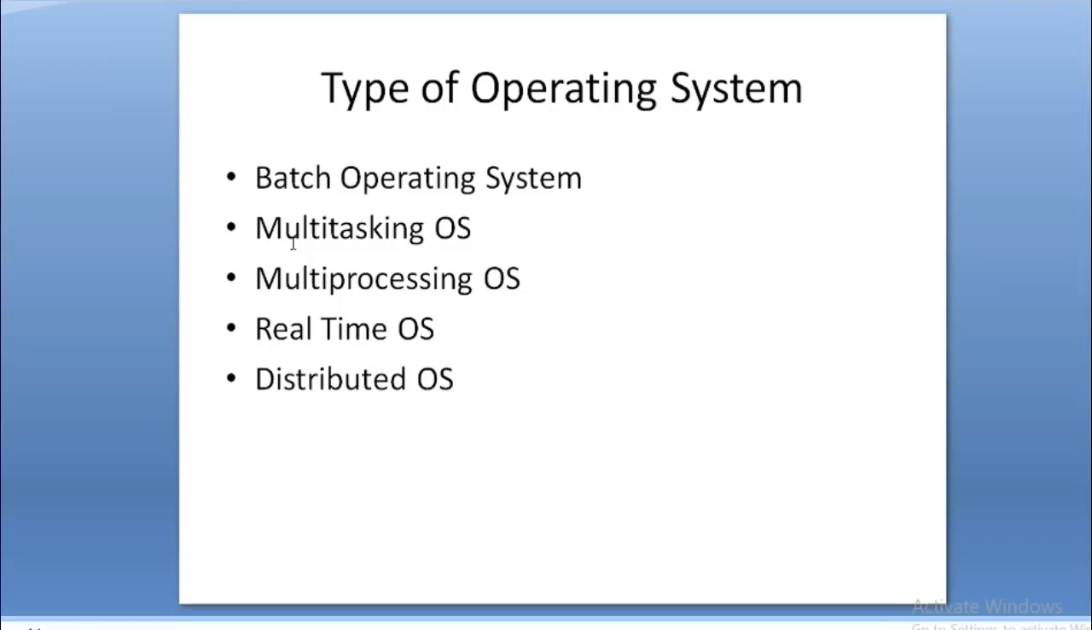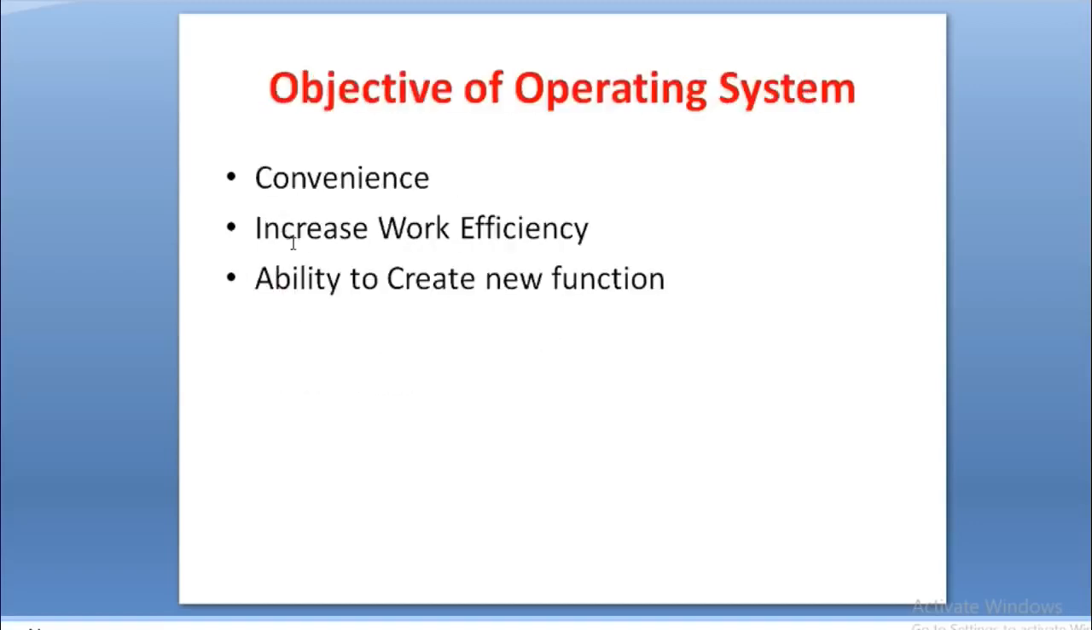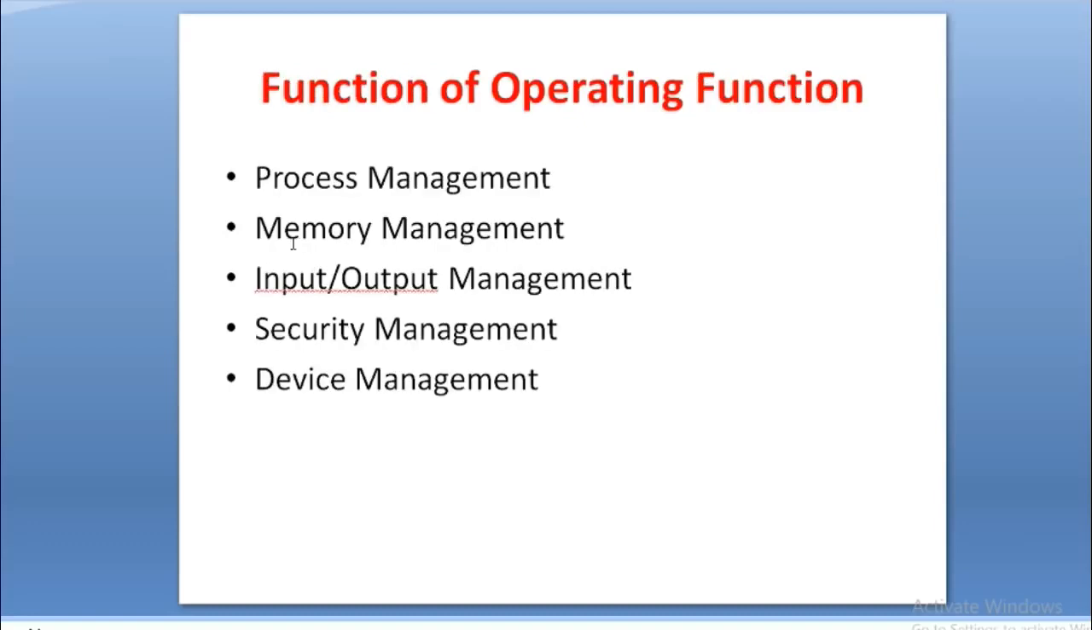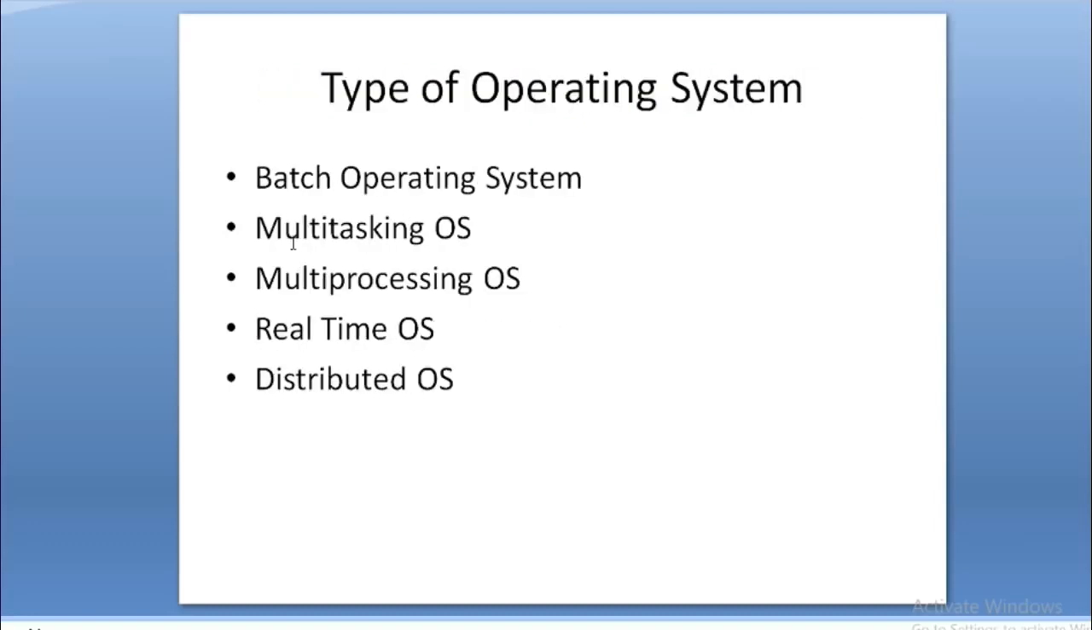So friends, I already explained there are 4 topics here. First one is the definition of operating system. Second one is the objective of operating system. Third one is the function of operating system, and the last one is the types of operating system.